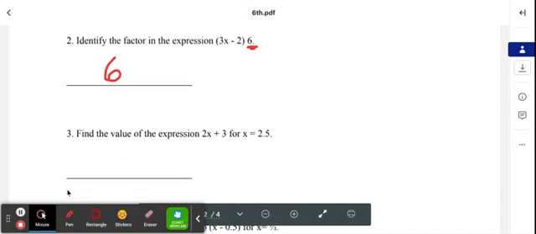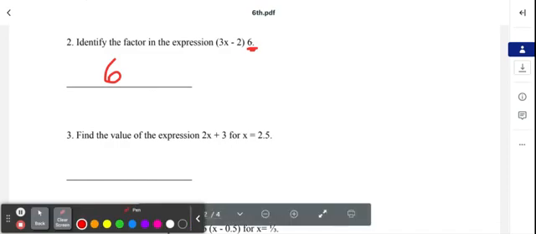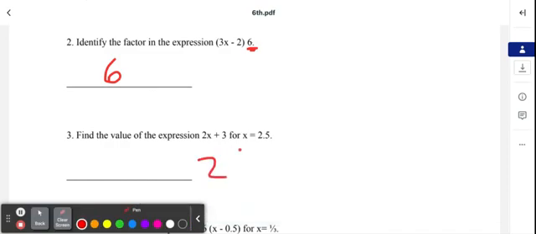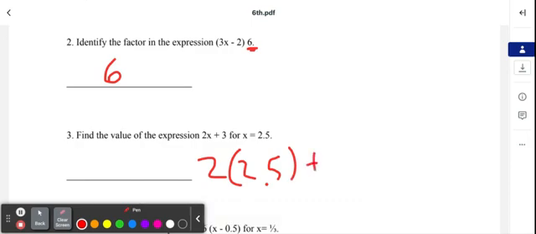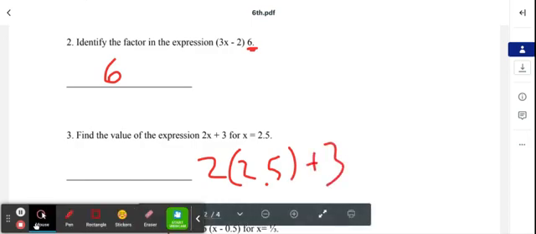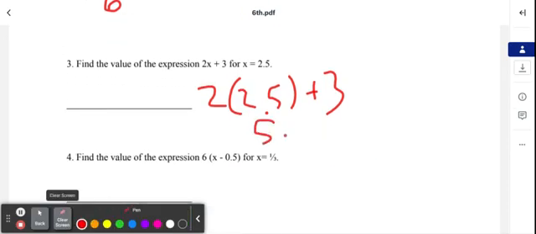All right, one more. Find the value of the expression 2x plus 3 for x equals 2.5. So you just replace x with 2.5, and then you just solve. 2 times 2.5 is 5. 5 plus 3 is 8. So our answer is 8.